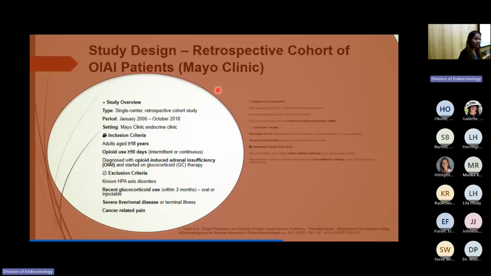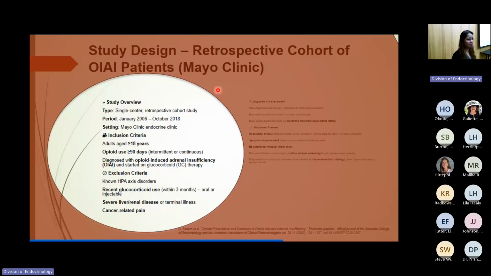In relation to our topic specifically today, Suboxone was only 2.5%, but we can still talk about it in terms of how these patients present clinically. It was a single center retrospective cohort study. They had adult patients more than 18 years, with opioid use for more than 90 days. Those patients were already diagnosed with opioid-induced adrenal insufficiency and were already started on glucocorticoid therapy.